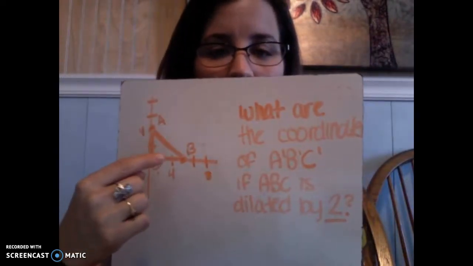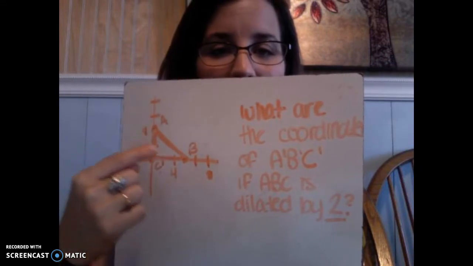Okay, so here's my original, right? Here's my ABC. What would the coordinates be of a new one if it's dilated by 2? So what does dilated by 2 mean? Well, we know that how it's dilated is a type of scale factor, right? Like the last one was 1 over 2.